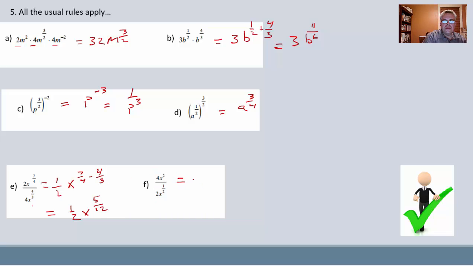Here we go. 4 divided by 2 is 2. And we're going to subtract the exponents. 2 minus 1/2. So it would be 2x to the 3/2. So all the rules apply. We do the same thing as we normally do.